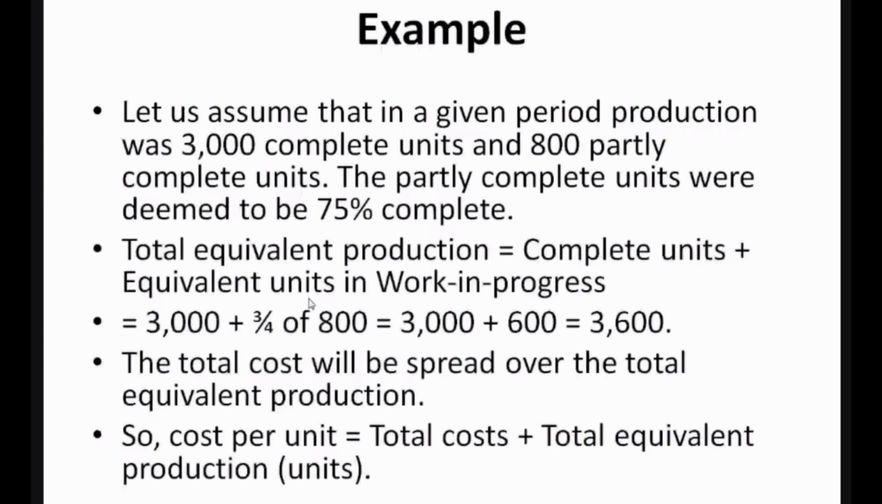Getting? And the total cost will be spread over the total equivalent production. And પછી total cost ને આપણે equivalent production સાથે divide કરીને cost per unit calculate કરીએ છીએ. So cost per unit is equal to total cost divided by total equivalent production. So this is the process of determination of the cost in case of equivalent production, in case of work in progress, in case of semi-finished goods, right? I hope I am successful in explaining this concept of equivalent production.